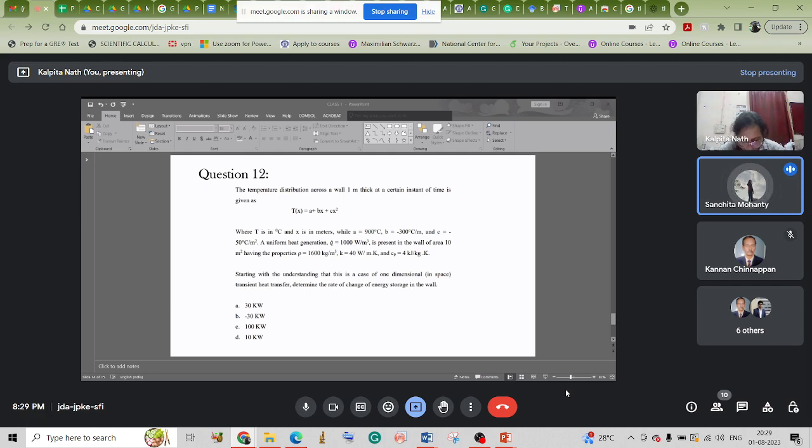Then don't use the heat flux equation directly. You multiply it with area, so it will be heat flow, right? Yes, ma'am, from Fourier's law. So area is also given here in the question. Yes, ma'am. So just use that.